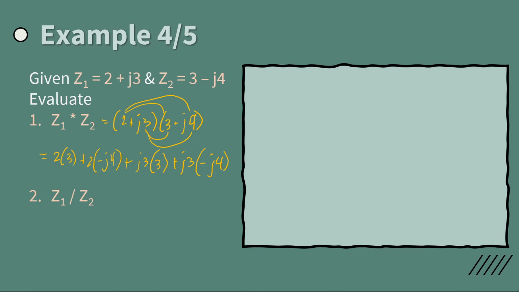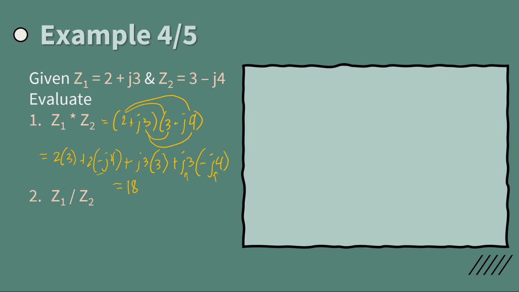Now take note, j times j is actually negative 1. So negative 1 times negative becomes positive. Therefore 3 times 4, 12, so positive 12. So 12 plus the other one here, which is 6. Those are the two real numbers. So you have 6 plus 12 is 18.